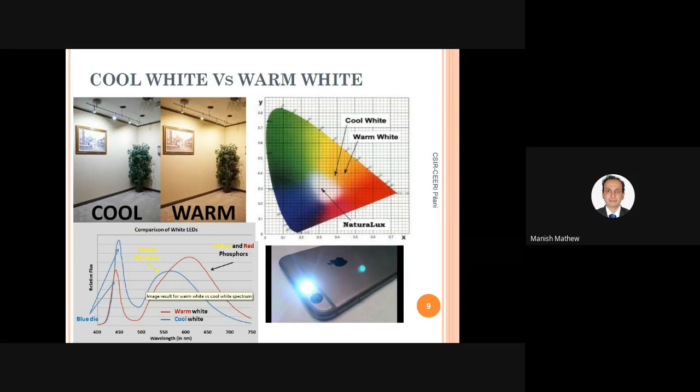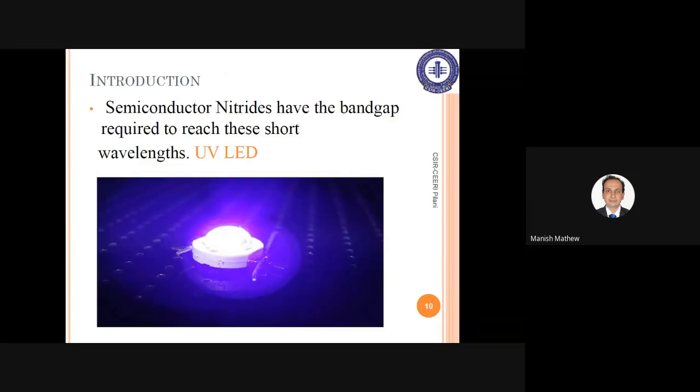Again, the white light can be either a cool white or a warm white. If you look here, if we have more yellow component, then it becomes a warm white. And if it is more blue and less yellow, then it's a cool white. Now these LEDs are in all the smartphones, or even a simple phone, they have these LEDs or flashlights. All of them are made from III-nitride. Other than that, with the same material, we can also make UV LEDs.